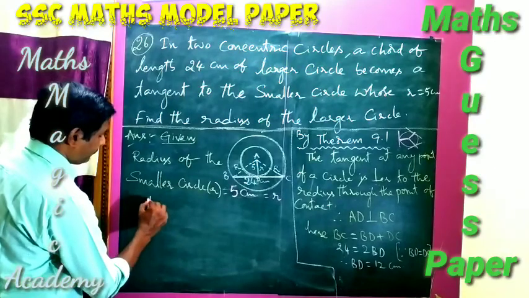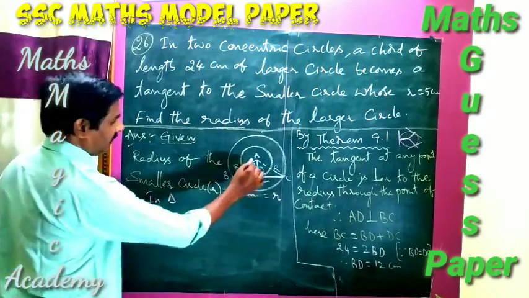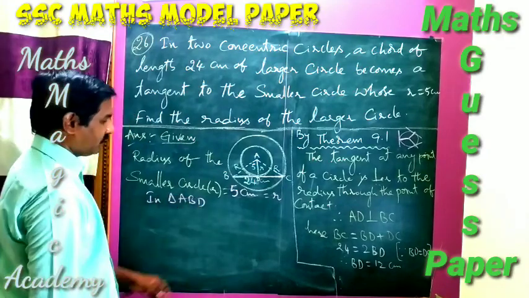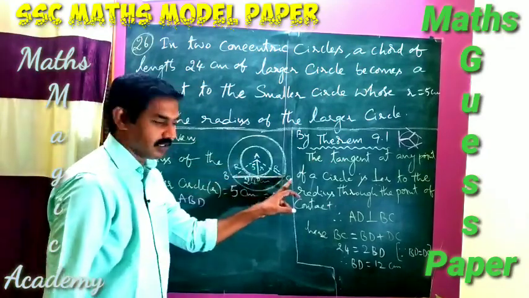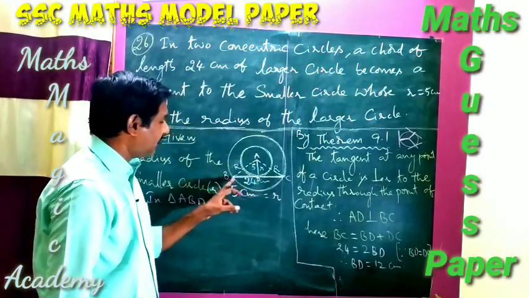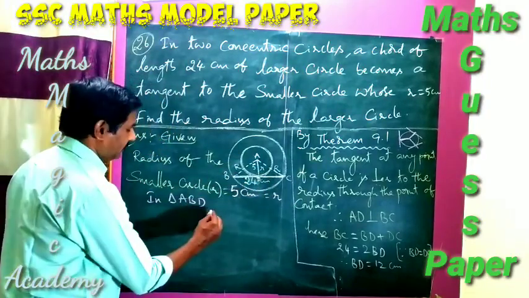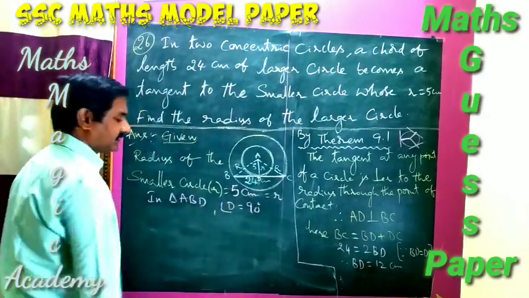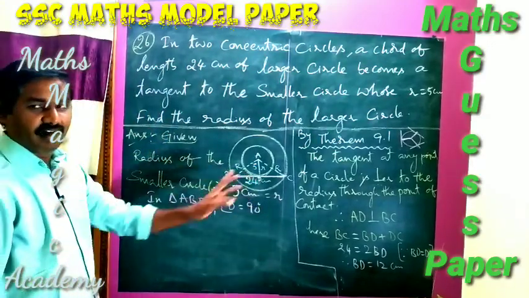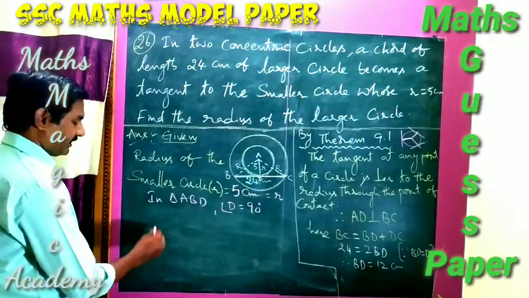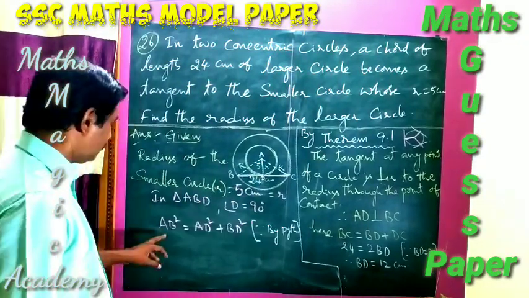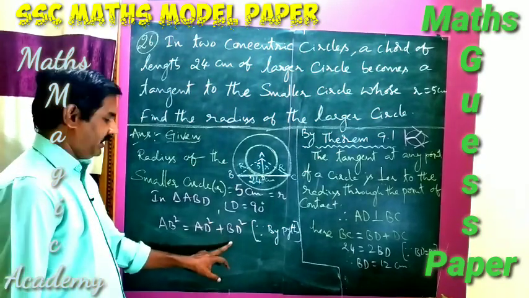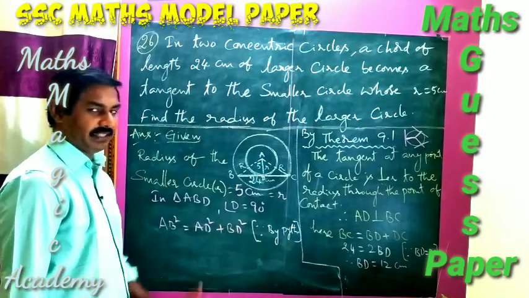Now in triangle ABD, what can you observe? AD is perpendicular to BC, so it is a right angle triangle, with angle D equal to 90 degrees. If it is a right angle triangle, by the Pythagoras theorem we can write AB square equals AD square plus BD square.